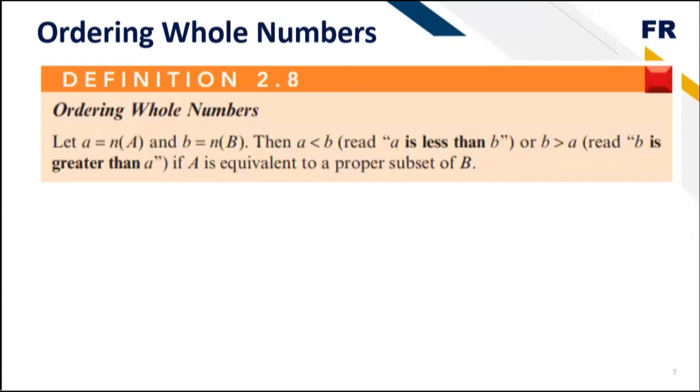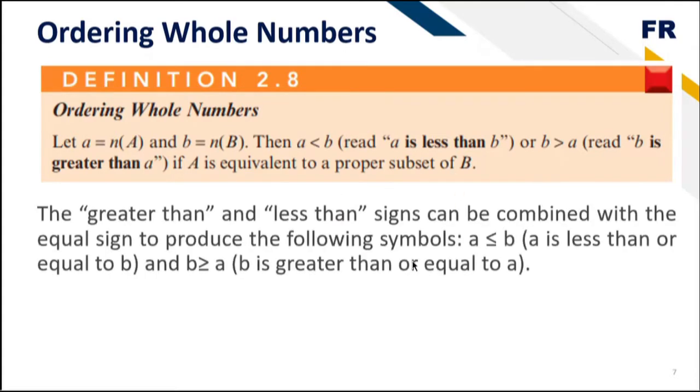By definition 2.8, ordering whole numbers. Let A is equal to n of A and B is equal to n of B. Then we say that A is less than B, or B is greater than A, if set A is equivalent to a proper subset of set B. The greater than and less than signs can be combined with the equal sign to produce the following symbols. So A is less than or equal to B, or B is greater than or equal to A.